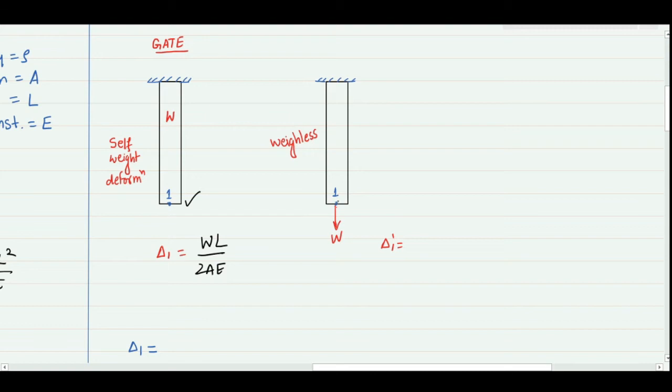In the case of a point load acting at the end of the bar, the deformation will be WL by AE. If you compare these two deformations, you can identify that the deformation due to the self weight will be half of the condition where we are applying a weight W and ignoring the weight of the bar. Sometimes it is asked in the GATE examination to find the ratio of these two deformations, so it will be 2.